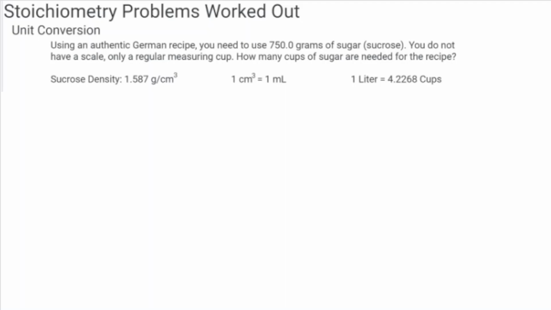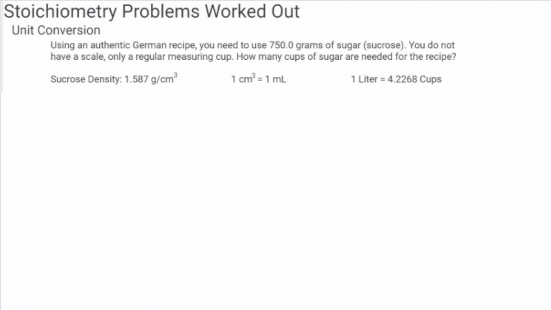So looking at this question, we have: using an authentic German recipe, you need to use 750.0 grams of sugar, or sucrose. You do not have a scale, only a regular measuring cup. How many cups of sugar are needed for the recipe? And then we're given some conversions, where we have sucrose density, cubic centimeters to milliliters, and liters to cups.